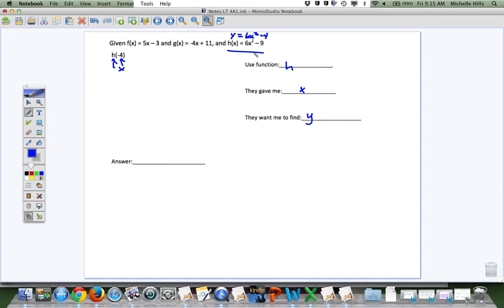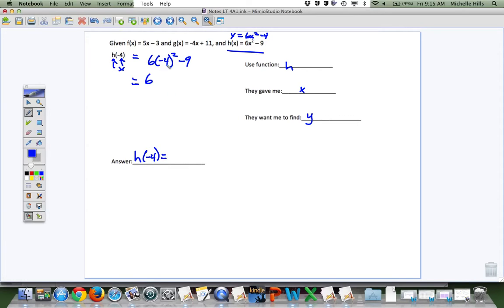Oh, they gave me x, so in this equation, I'm going to say h of negative 4 equals 6 times negative 4 in parentheses squared minus 9. At this point, this is the substitution you have to show on your problems. You could do some more work steps, but it's not required. Again, they asked me to find h of negative 4, so my answer starts h of negative 4 equals.